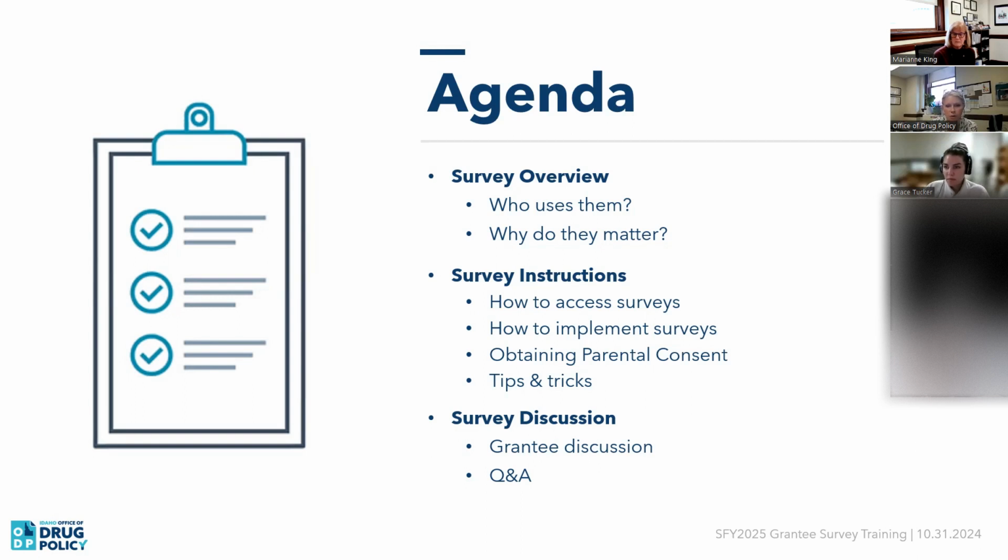I also want to start off really quick with some brief introductions. My name's Jessie Dexter. I'm the SUPTRS Block Grant Project Director with the Office of Drug Policy. And then I also have Marianne King and Grace Tucker on the call with us. So I oversee the SUPTRS Block Grant and those grantees, and then Grace supports me with the actual survey collection and all of that evaluation and interaction with our different contractors who support us on this work. So Marianne, can you introduce yourself real quick?